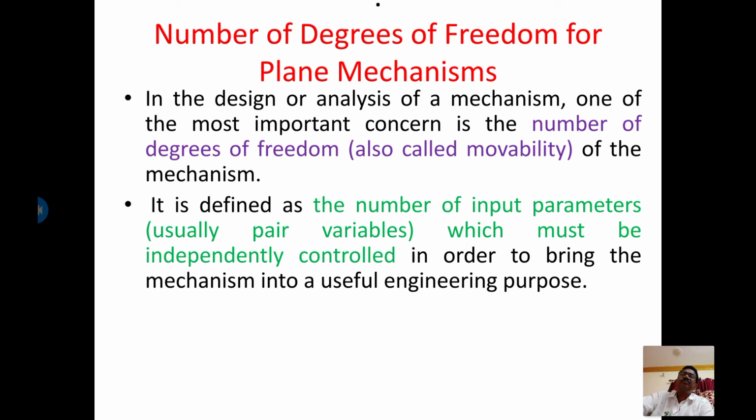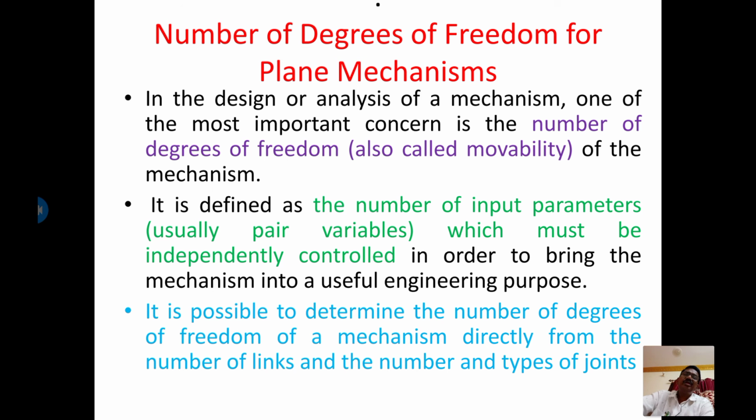The number of input parameters, usually pair variables, which must be independently controlled in order to bring the mechanism into useful engineering purpose, or to become a machine, is called the number of degrees of freedom. It is possible to determine the number of degrees of freedom of a mechanism directly from the number of links and the number and types of joints.